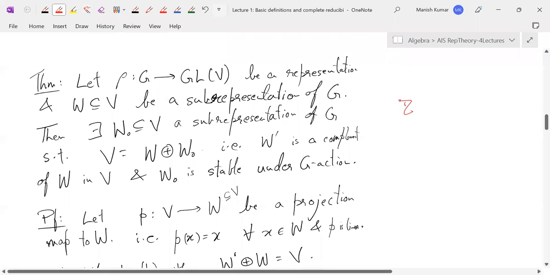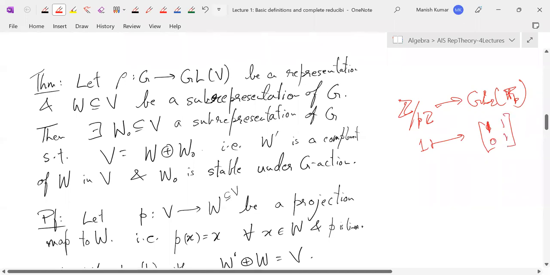So I haven't really written it carefully, but let's hope this works. So GL2(FP). I'll give you a two-dimensional representation. You send 1 to this matrix.